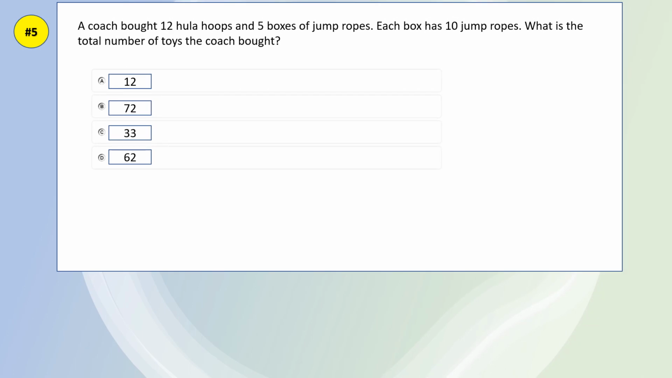Now let's take a look at number 5. Number 5 says a coach bought 12 hula hoops and 5 boxes of jump ropes. Each box has 10 jump ropes. What's the total number of toys the coach bought?